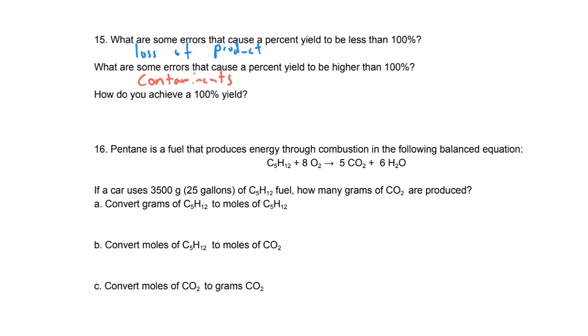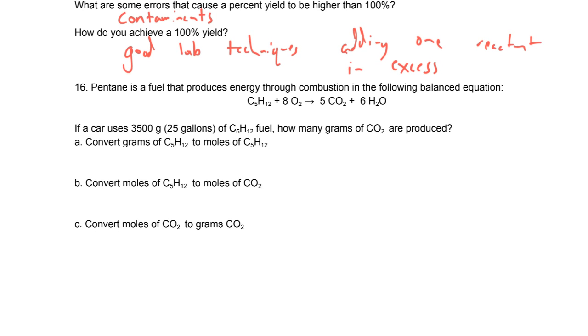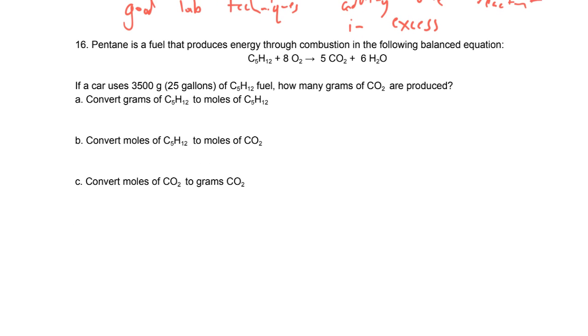How do you achieve 100% yield? Well, just by good lab techniques. And a big way is always adding one reactant in excess, which will help drive the reaction to its conclusion, where whatever the limiting reactant is is 100% reacted.